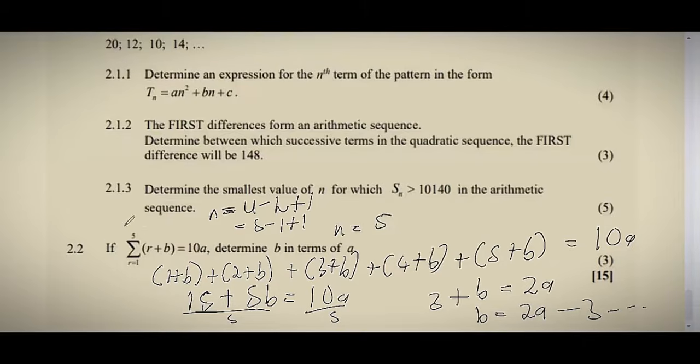So it's just a matter of understanding the meaning of this. This means the sum of r plus b, if you are running your r values from 1 to 5, right? Then all this should give you the sum of the 5 terms to be equal to 10a. So now that you have expressed all these 5 terms here, you can equate it to 10a because this is the sum of this pattern, or this series. Then just like that, you have found your value for b in terms of a, right?